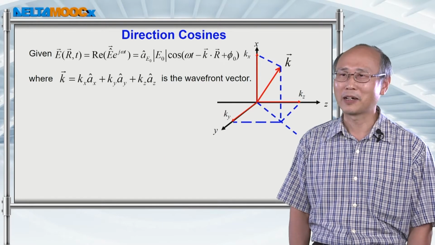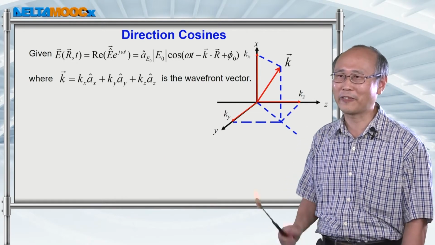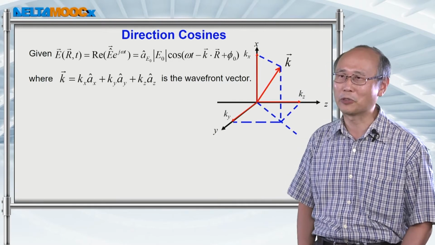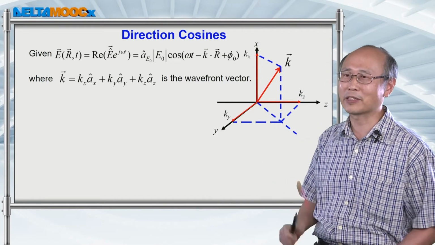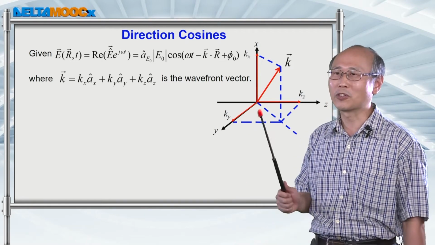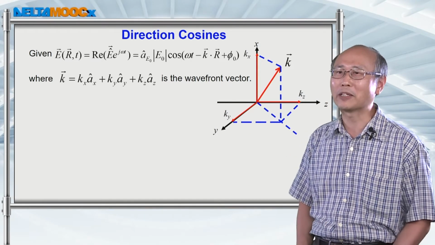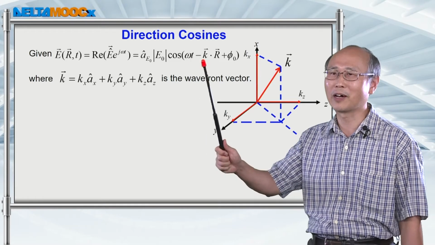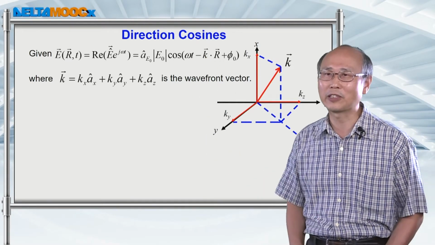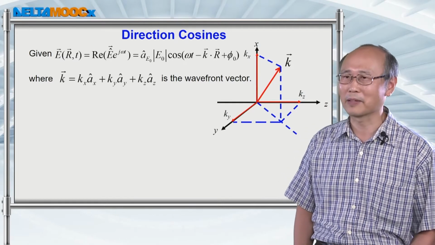So suppose you have a k vector in space, and this k is quite important because you know now this k is perpendicular to the wavefront of the wave, and so it tells you the propagation direction of the wavefront, and the unit vector of this k is denoted by an.